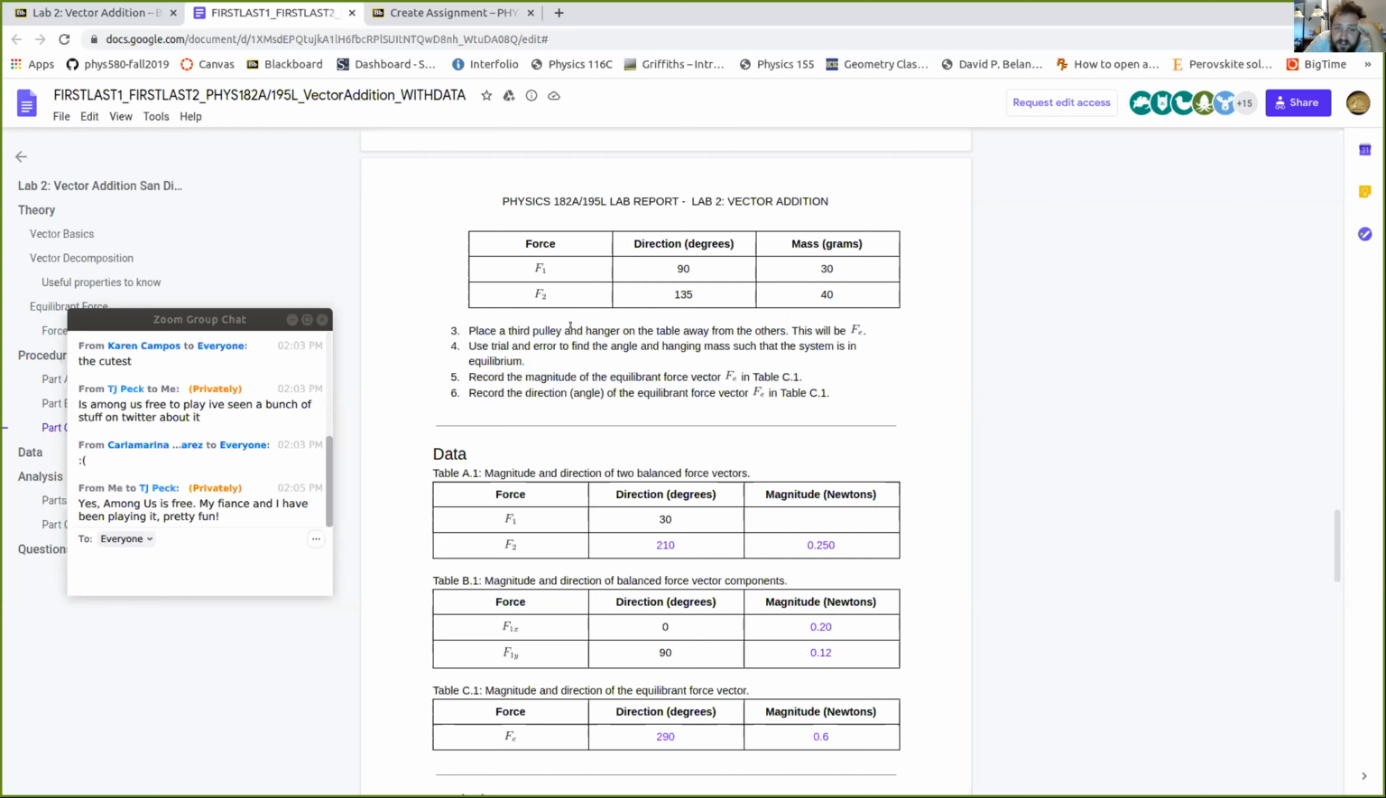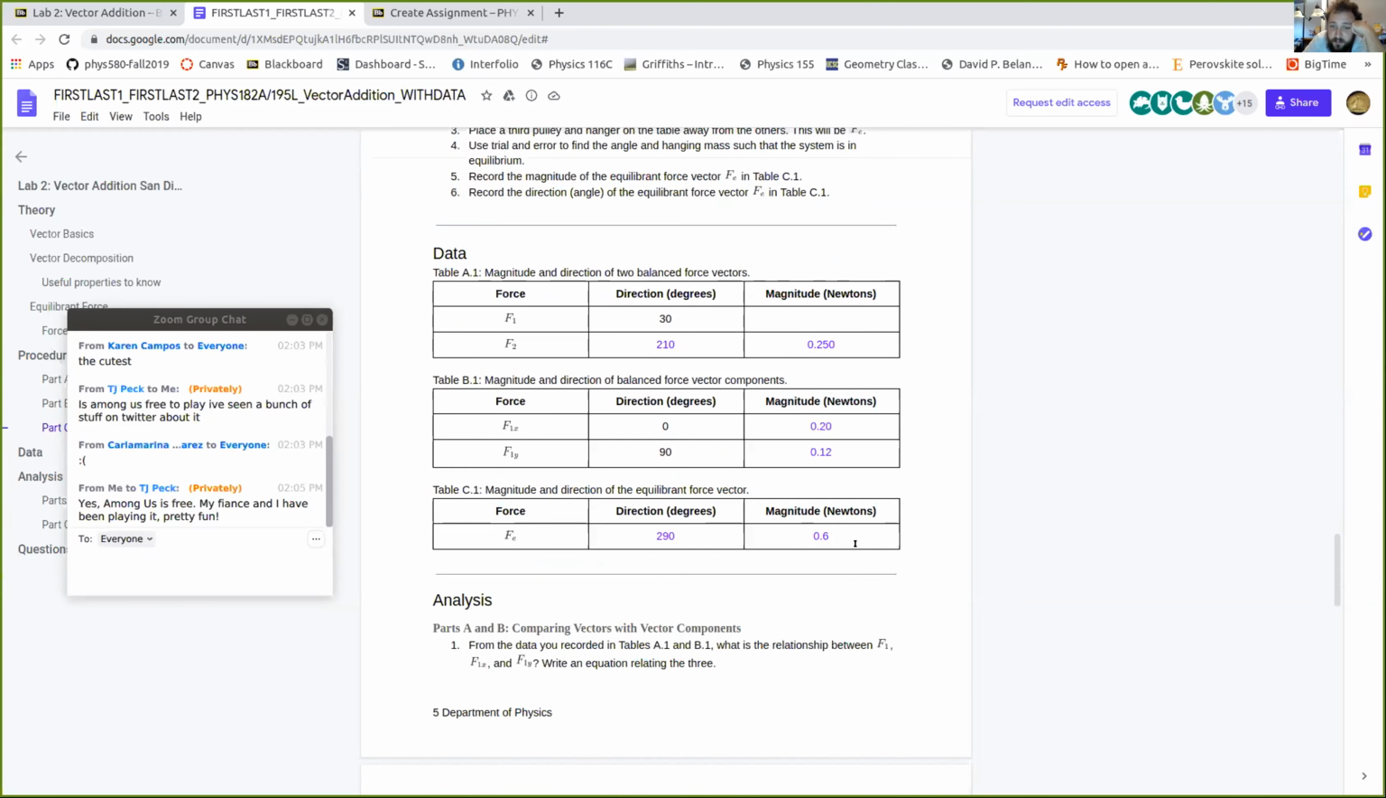You put a third hanger on there and you try to balance out these first 2. And then you use trial and error to find the angle and the mass that gets you the closest to balancing those two. They did that for you. That's right here. So in the lab, somebody found that at 290 degrees, this 0.6 newtons works pretty well. Okay, so that's the part that's done for you already.